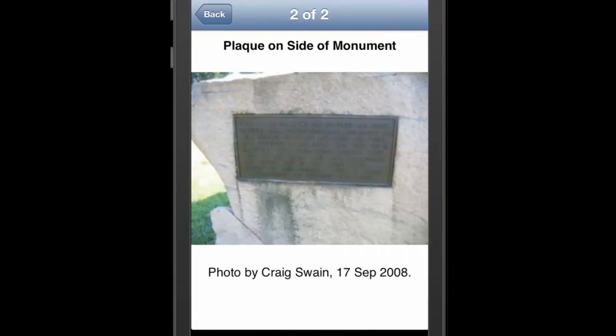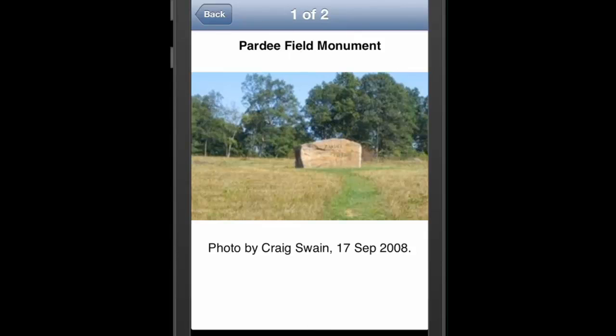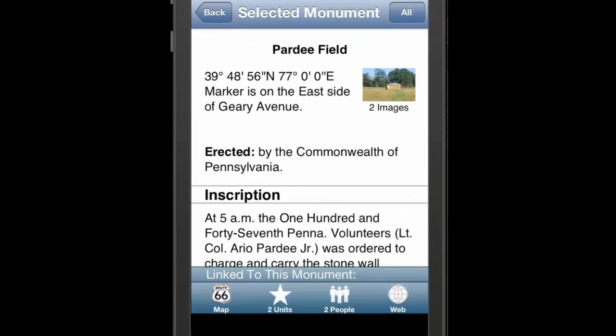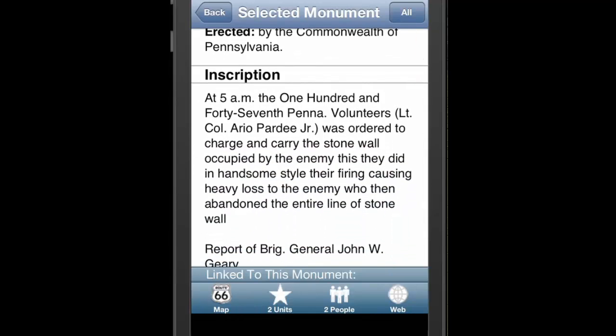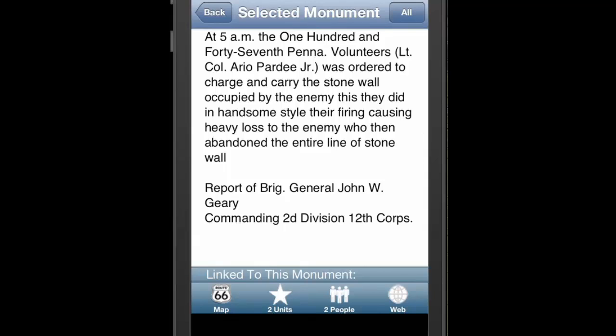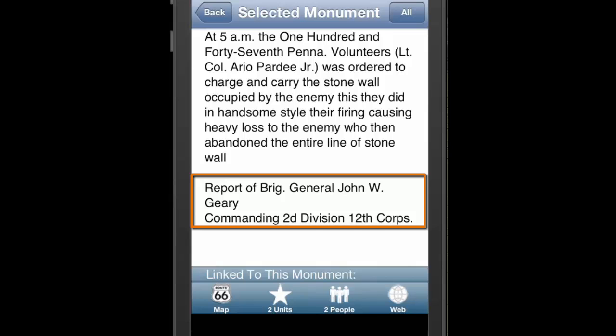In this case, we see that, although we can't see it from the road, there's a plaque on this rock, and we'll see its inscription in a moment. When we're done looking at the images, we'll tap on the back button in the top left corner to go back to the details of the monument. We see that it was erected by the Commonwealth of Pennsylvania, and here's the inscription on the plaque. Okay, that's interesting. The monument mentions 2 people and 2 military units, Lieutenant Colonel Pardee of the 147th Pennsylvania Volunteers, and Brigadier General John White Geary, commander of the 2nd Division, 12th Corps.